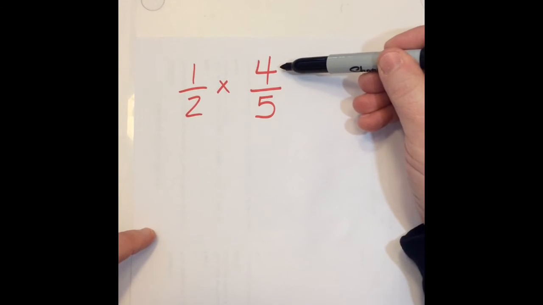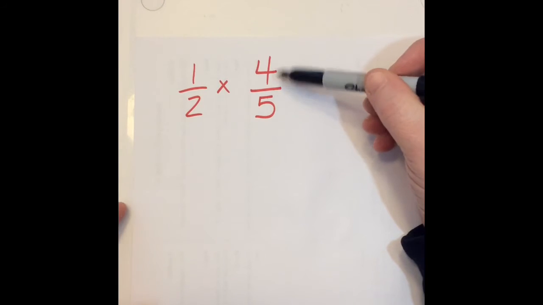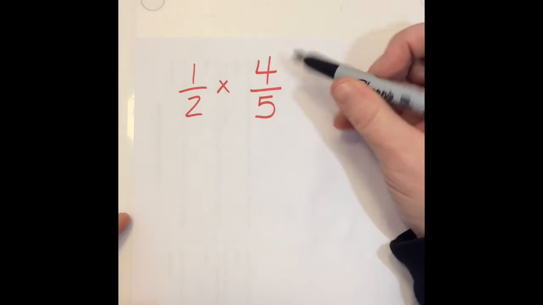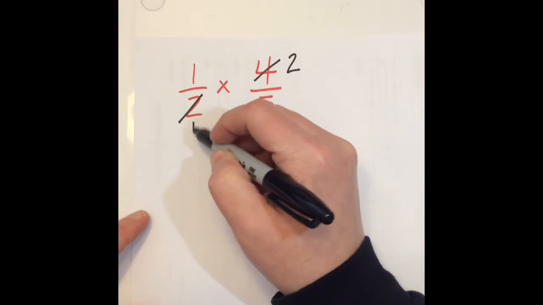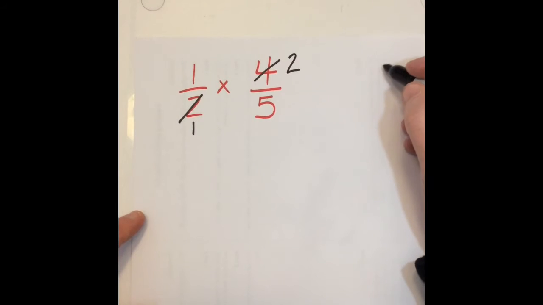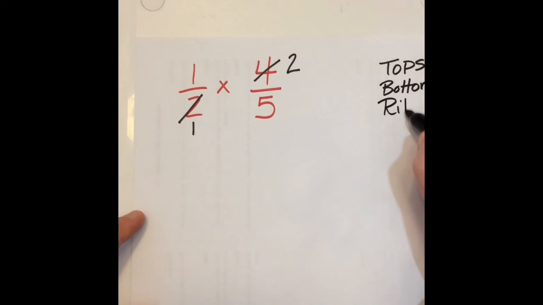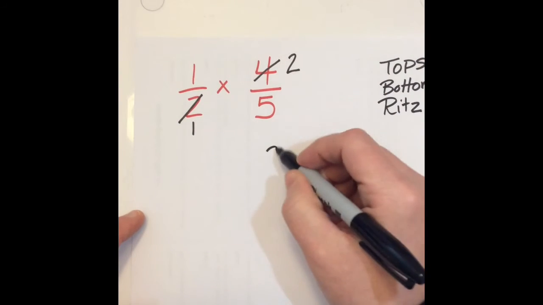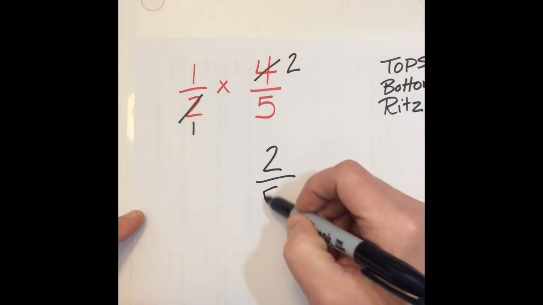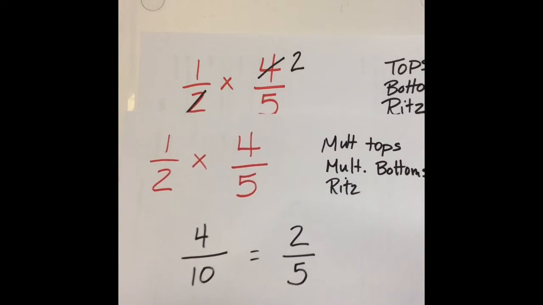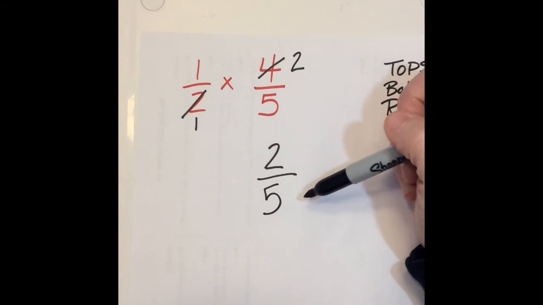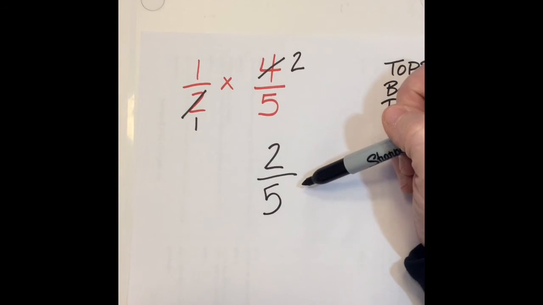Now remember that if you wanted to, you could also cancel out or reduce before you multiply. So remember, if you have a number on the top and a number on the bottom that share factors like 4 and 2, then you can reduce. So I can divide the 4 by a 2 and a 2 by a 2 and reduce. Then I still multiply the tops, multiply the bottoms, and reduce. So 1 times 2 is 2, 1 times 5 is 5, and now, unlike before, I got the same answer, but I did my reducing before I did the multiplication.